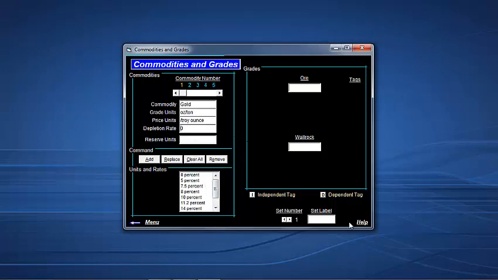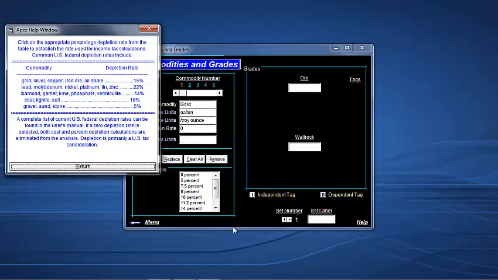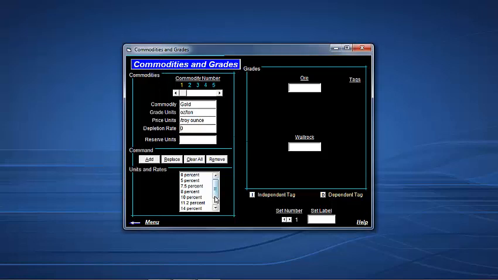Each entry has a help screen associated with it, so if you don't know the proper entry, it will either provide information as to specifically what you might enter, or give you some information on what the cell is looking for. In this case, we're looking for the depletion rate of gold and silver, which is 15%. Select that from our option box, and we'll say our project is using tons as the reserve units. So we add that into the project, and now we'll start entering values.